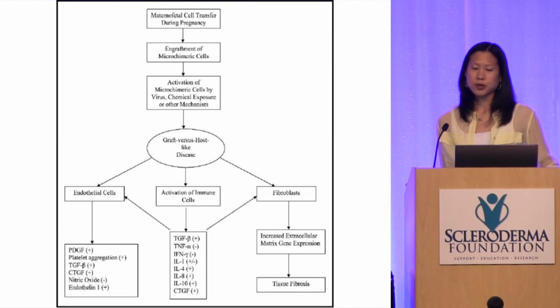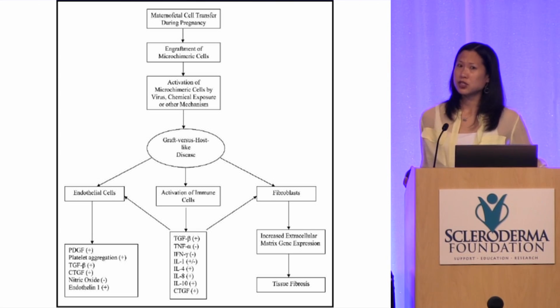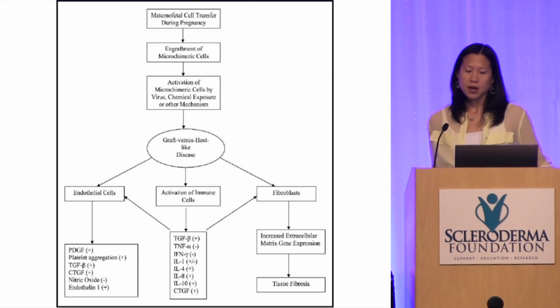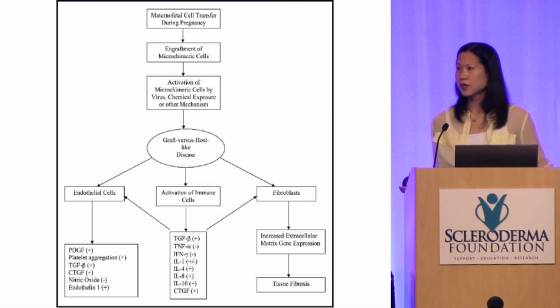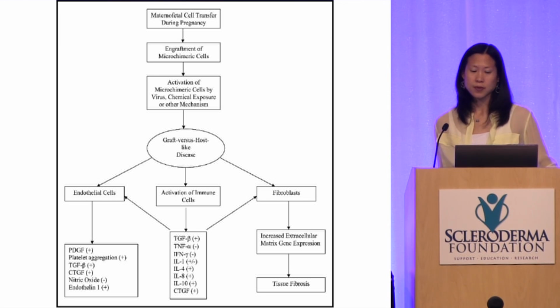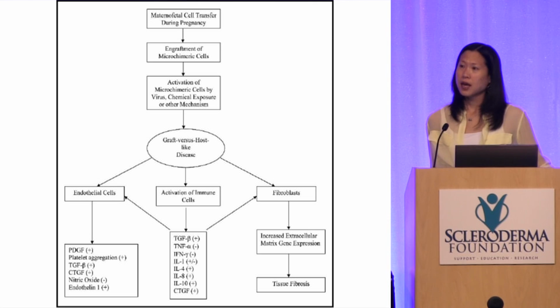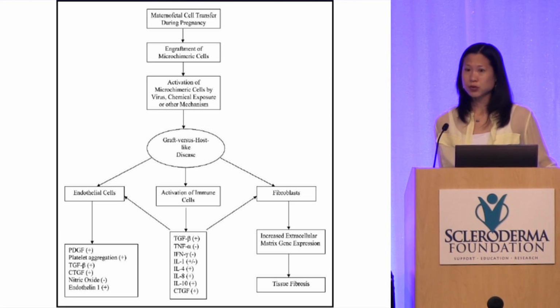So with microchimerism, there's the cell transfer between the mother and the fetus. Then there's engraftment of those microchimeric cells in the host. These microchimeric cells then have to be activated, and this could be by a virus or some chemical exposure, maybe even a cancer. This subsequently leads to a graft-versus-host effect. This immune response then affects various cells in the body, including the endothelial cells of the blood vessels, leading to activation of multiple inflammatory and fibrotic molecules, activation of immune cells themselves, and activation of fibroblasts, which leads to tissue fibrosis.